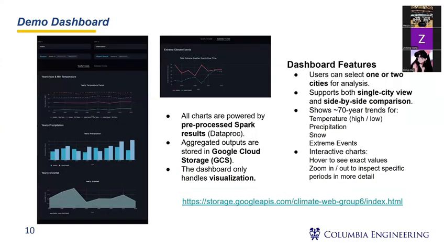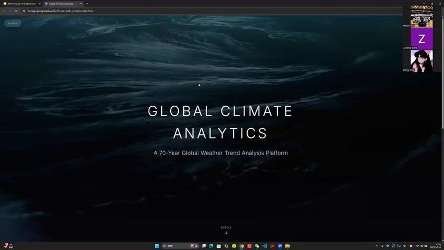In the demo dashboard, the user can select one or two cities. It supports both single city view and side-by-side comparison. We show about 70 years of trends for temperature, high or low, precipitation, snow, and extreme events. The charts are interactive. Users can hover to see exact values and zoom in to check specific periods. All charts are powered by pre-processed Spark results. The dashboard mainly handles visualization. Now let's have a look at our demo dashboard.